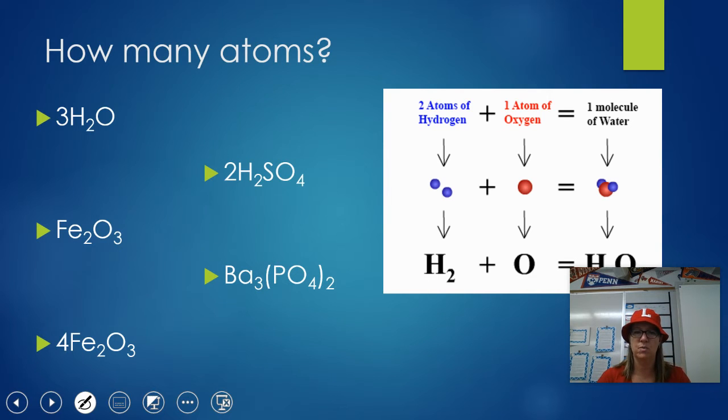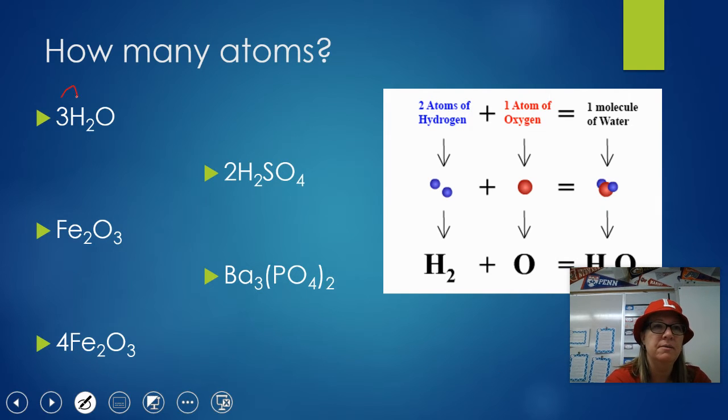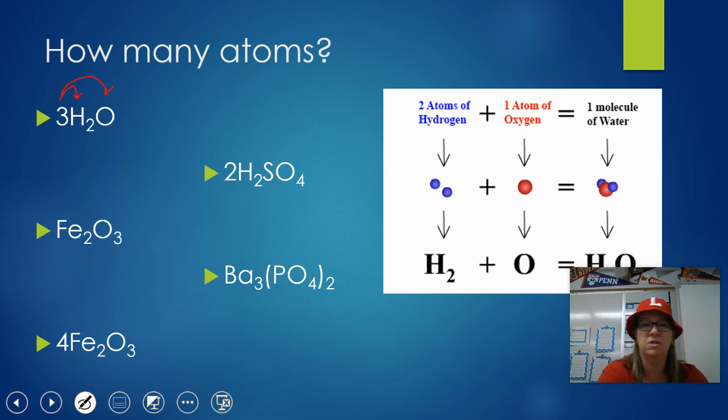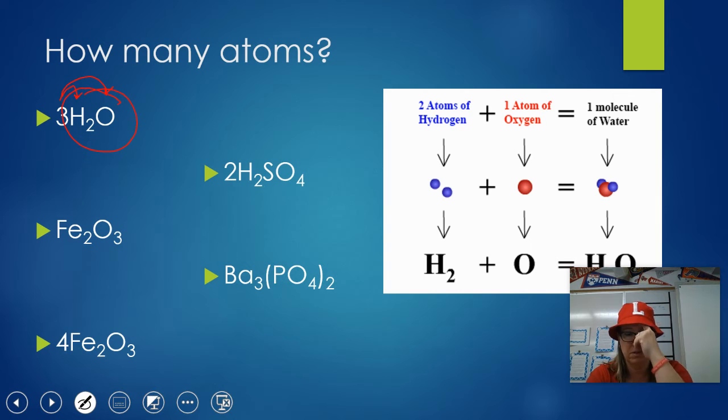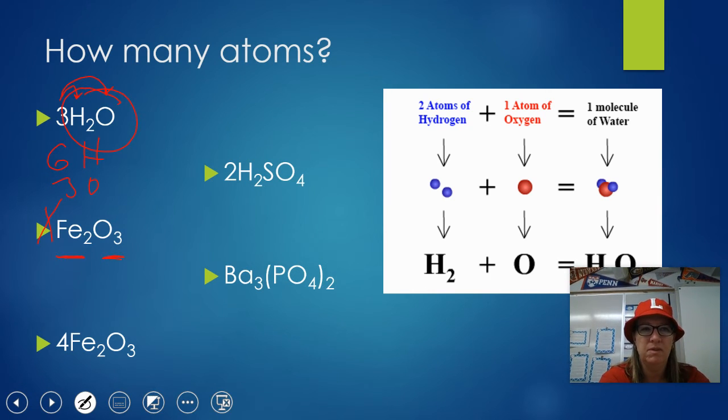So how many atoms do we have in each of these? It kind of works like distribution, okay? So this 3 applies to those hydrogens and those oxygens. What it means is I have 3 water molecules, okay? So I would have 6 hydrogen and I would have 3 oxygen in that situation, okay? I don't have a coefficient there, which means I only have 1 of them. So I have 2 iron and 3 oxygen.